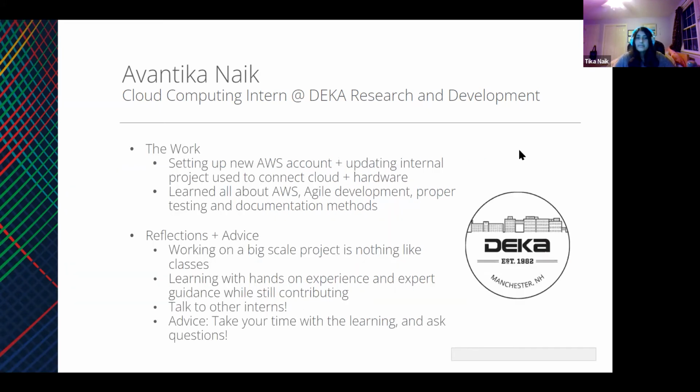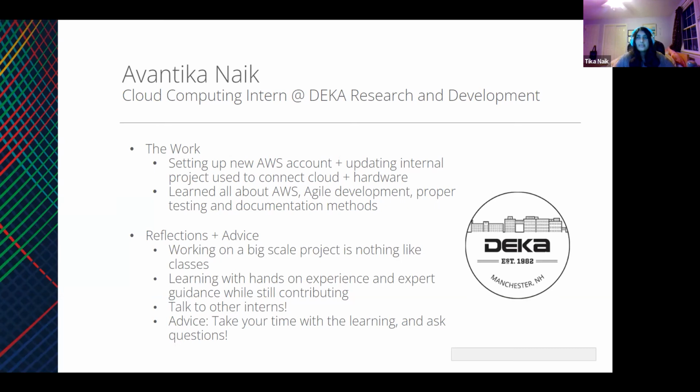So a lot of what I was doing at DECA was AWS and cloud stuff. It involved setting up a new AWS account for the team. My main project was updating an internal project to let the hardware engineers see what was going on in the cloud. It was a 2000 line Python script that had to be updated, improved, and made way more efficient. And I did a little bit of hardware stuff, but at least I learned a lot about it.